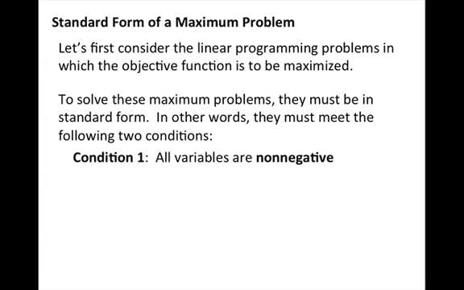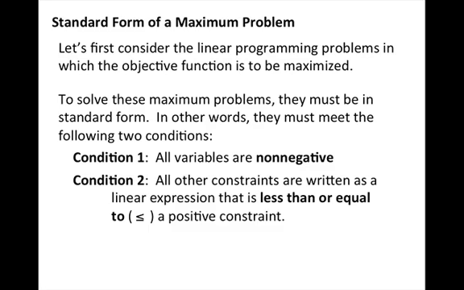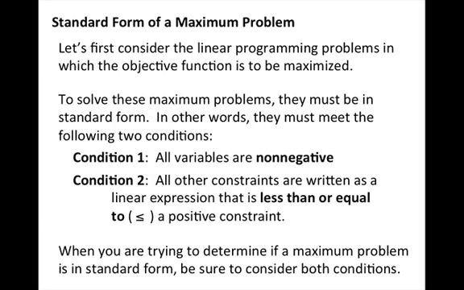The first condition is all variables are non-negative. The second condition is all other constraints are written as a linear expression that is less than or equal to a positive number, or a positive constraint. So when you are trying to determine if a maximum problem is in standard form, be sure to consider both of these conditions. And just to make these conditions make a little more sense, let's look at an example.